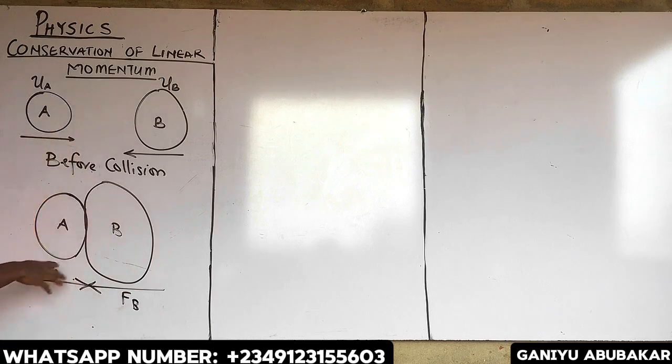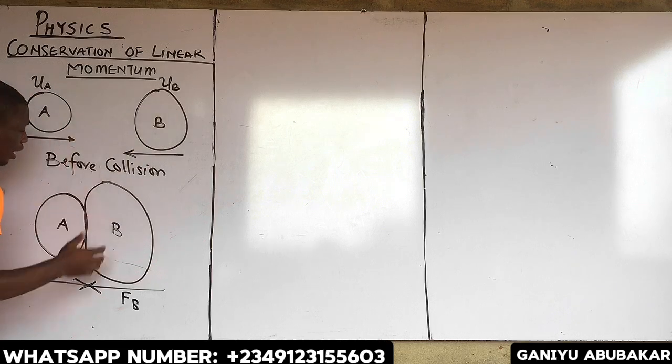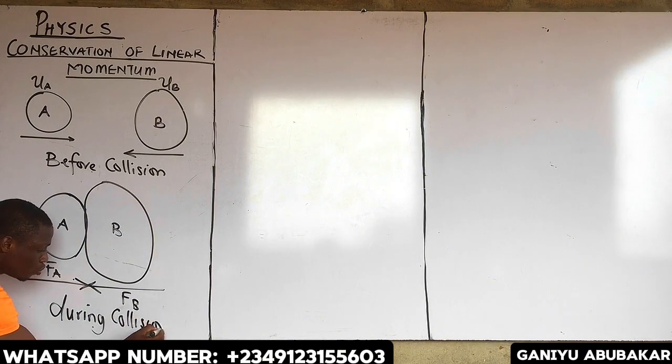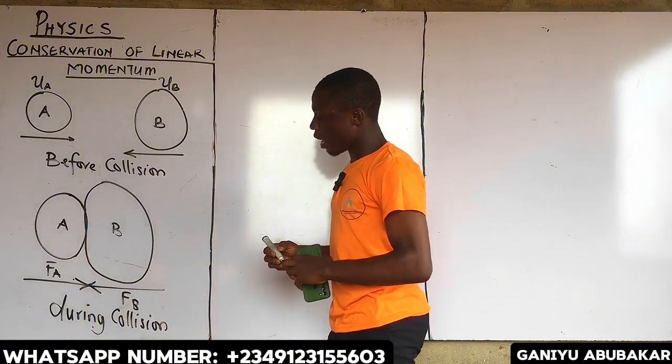Now, this is what we refer to as during collision. The two of them have hit each other. So I'm having something of this nature here. This is during collision. These two objects have hit each other.